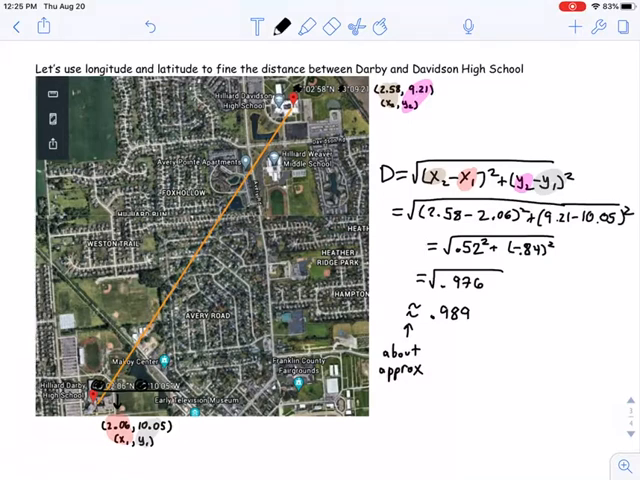All right, so then you can compare that to other longitude and latitude coordinates, figure out how far they are. Darby and Davidson's really not that far. Kind of seems far because you have to drive all the way through town, but if you look through it, it's really just one neighborhood separating the two. All right, go Darby, Wildcats stink, Panthers rule.